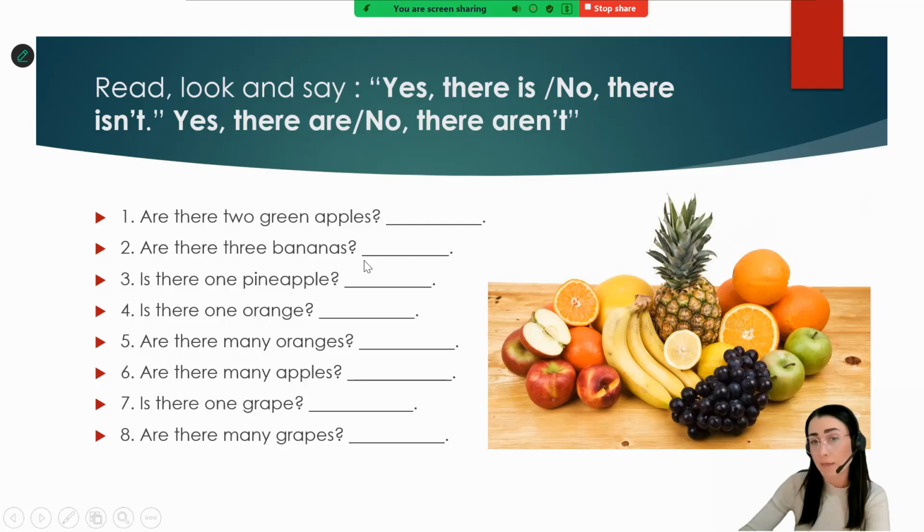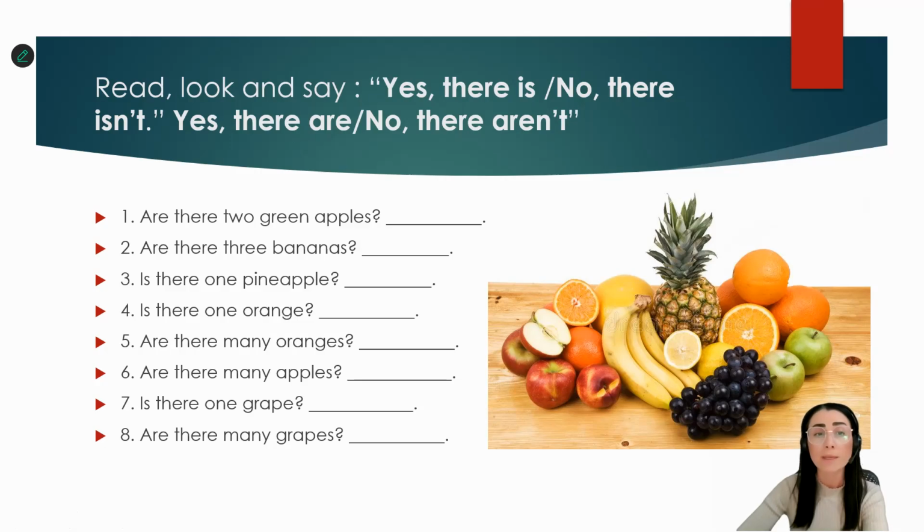Are there 3 bananas? Yes, there are. Make a pause and do this exercise in writing or orally. Then check your answers. Correct answers. Number 3. Is there 1 pineapple? Yes, there is.